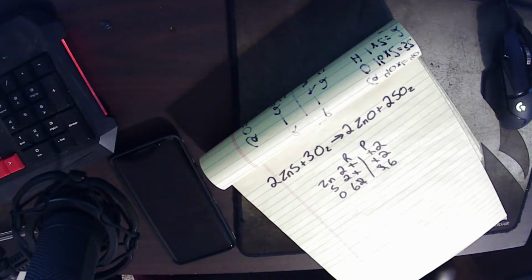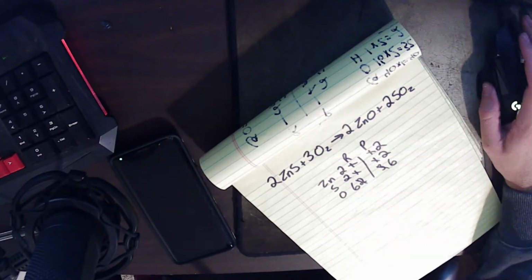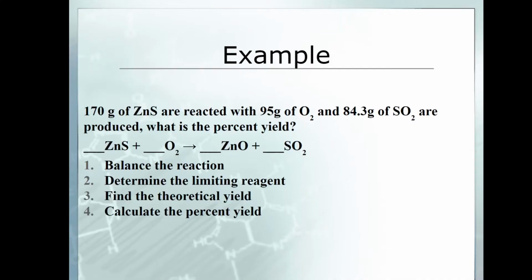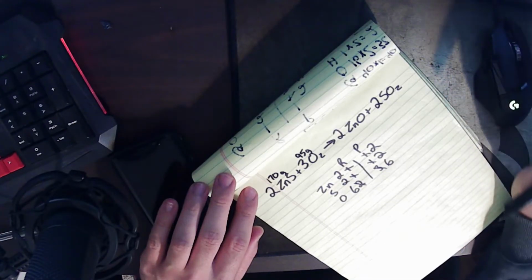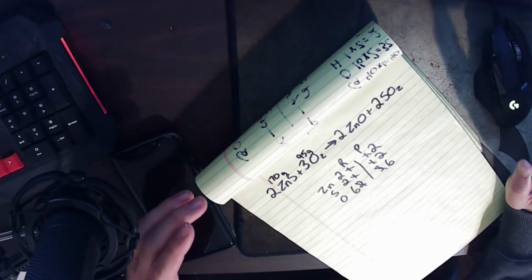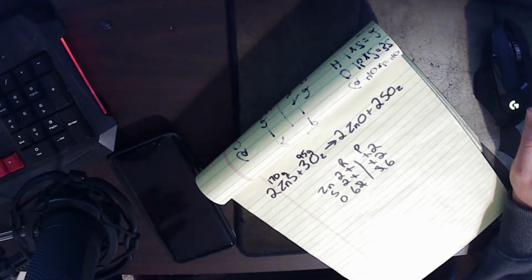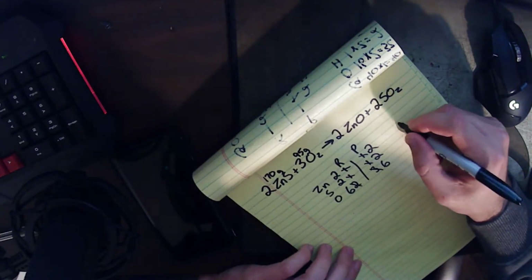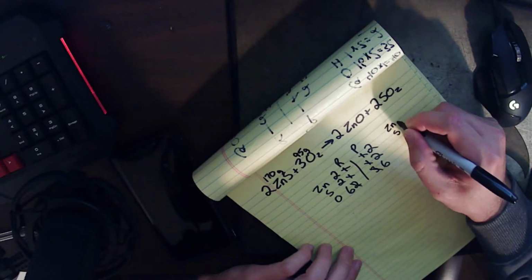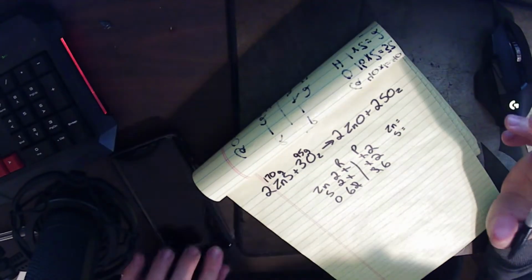All right, and then our second step here is going to be determining the limiting reagent. So if we go back and we look again at what the problem tells us, it says we've got 170 grams of our zinc sulfide and 95 grams of oxygen. All right, so if we're trying to determine limiting reagent, our first step is going to be converting those into moles. So let's see, if we've got zinc and sulfur, we need to find the molar mass of zinc sulfide.